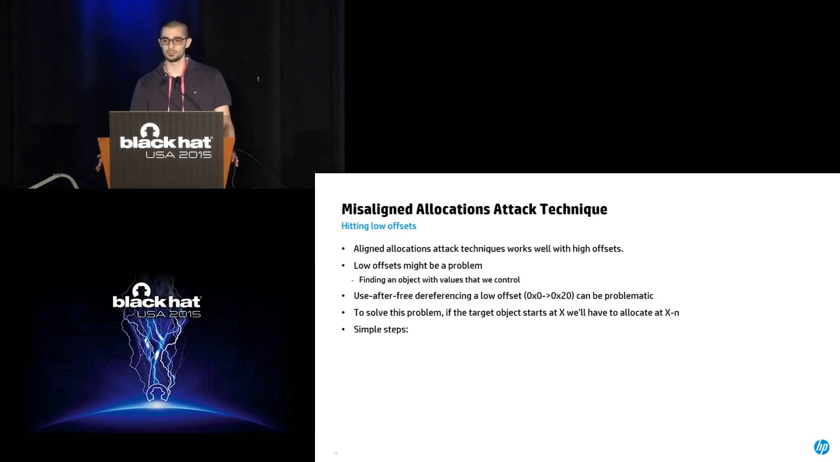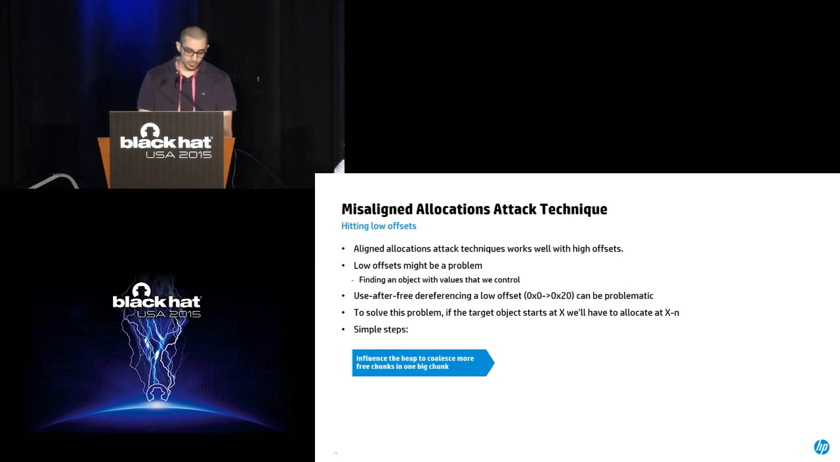So in order to solve this problem, we probably have to allocate something in a misaligned way. Basically, if the original object is aligned at address x, then we probably have to start our allocations at x minus n in order to have some object misaligned against the original one. So the simple steps are, we have to coalesce multiple free chunks together in order to produce a big one.